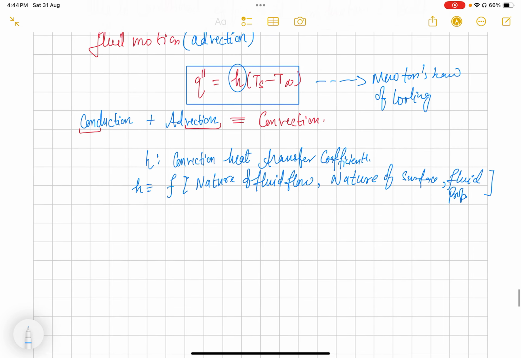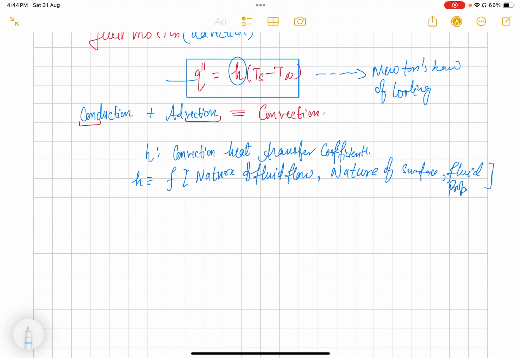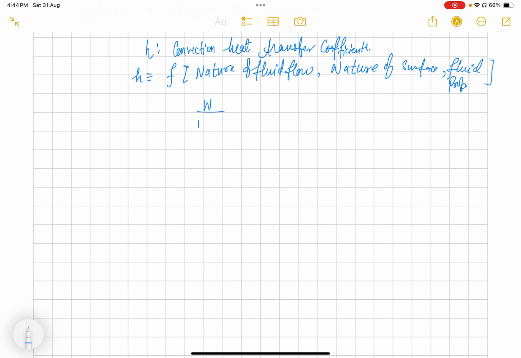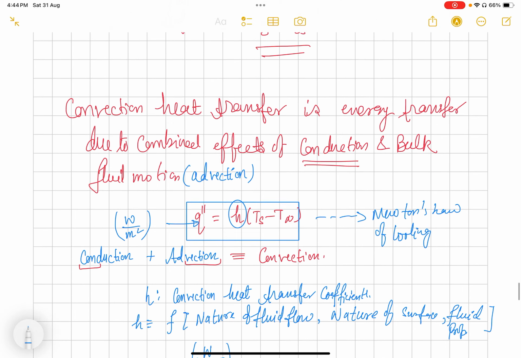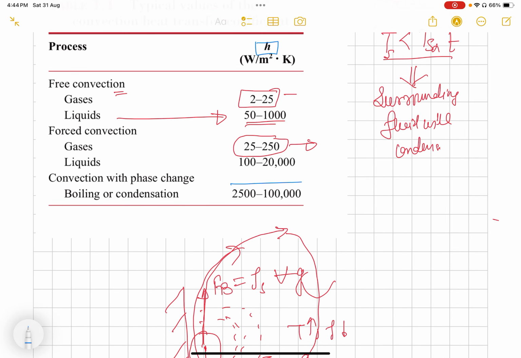So this is the convection heat transfer coefficient, and this is heat flux from the wall. This is watt per meter square. This is the rate of heat transfer per unit surface area of the wall, and H has a unit of watt per meter square Kelvin. Higher the value of H, better is the mode of convection heat transfer. Like these values are listed in this table, as you can see. So boiling and condensation have got the highest values of convection heat transfer coefficients.